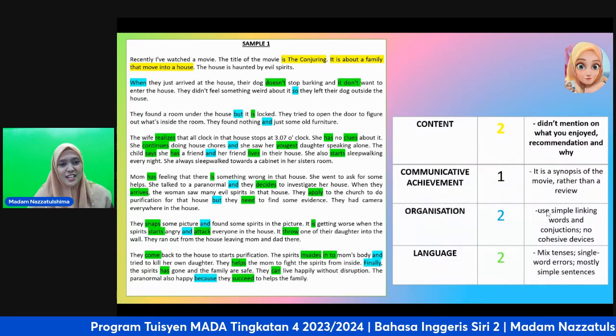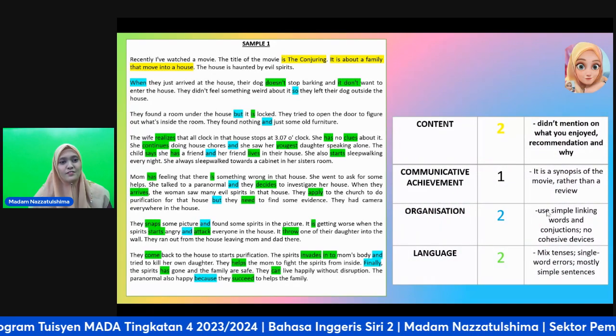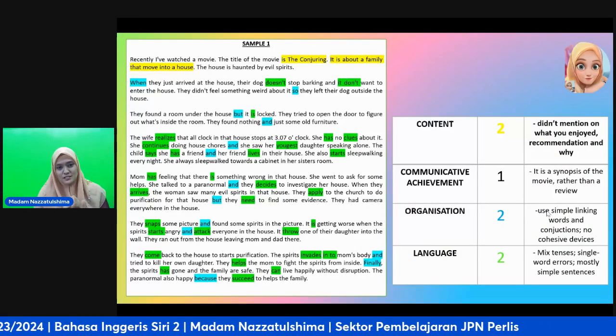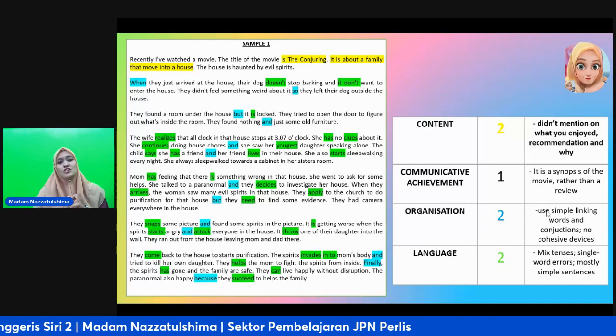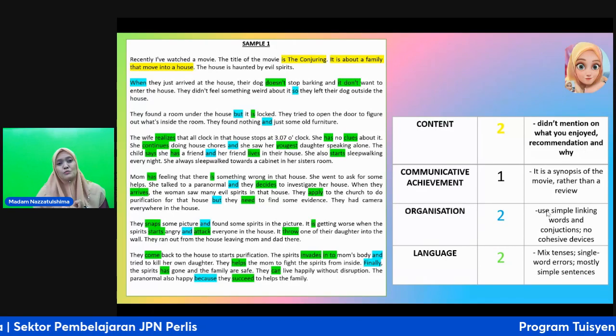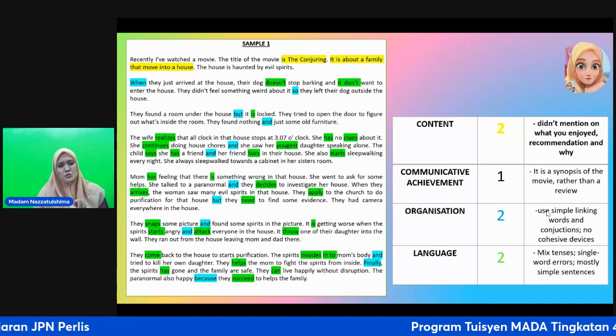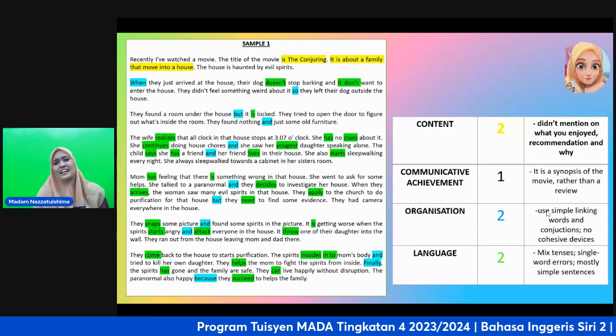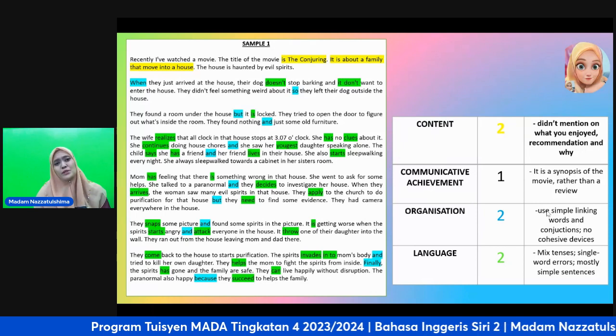Okay, as you can see here from the first paragraph, the candidate already gives general information about the movie. So this is the title, The Conjuring. Basically, what is the main idea about the movie? There is no director, and there is no date of release, for example.